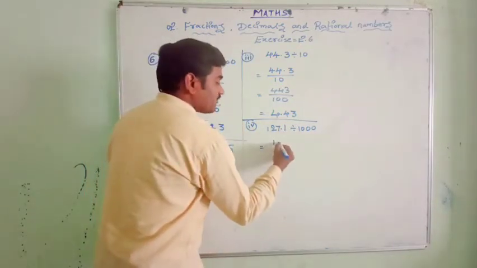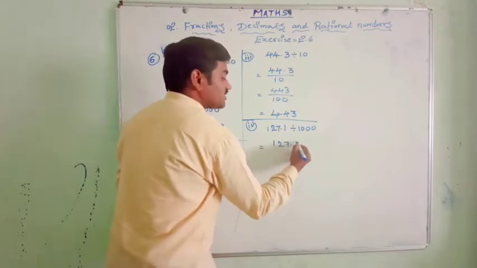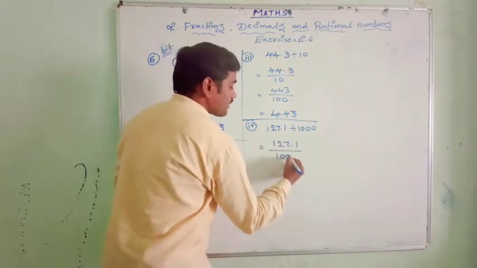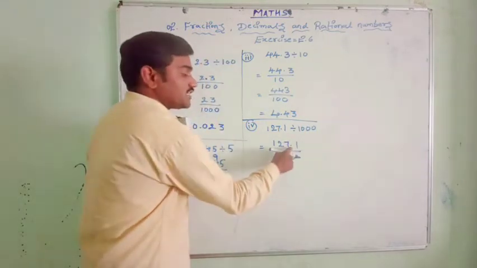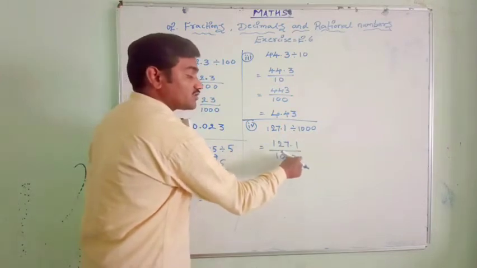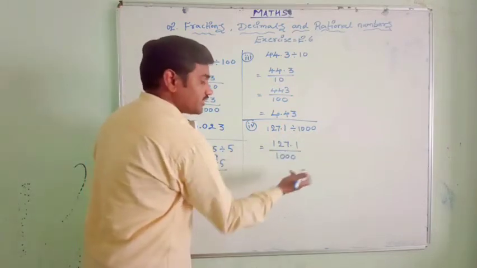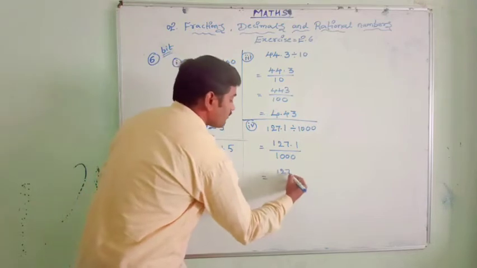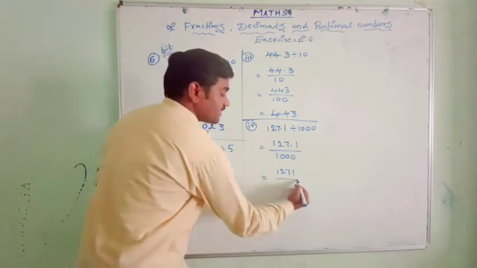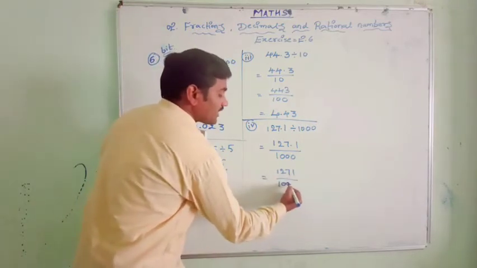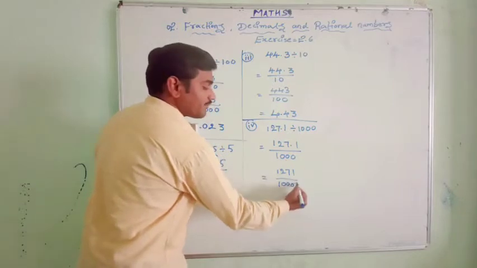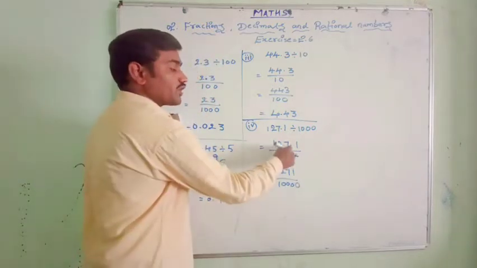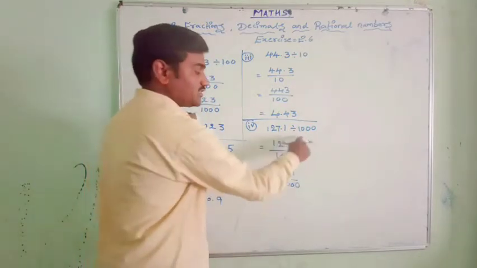Okay, let me do that first. 127.1 by 1000. Simple. This decimal point I have to remove. So I have to keep a 10 in the denominator. Let me write 1271. Here decimal point I removed. So already there are 3 zeros in the denominator. I'll keep one more 0 because we are removing one decimal digit here.